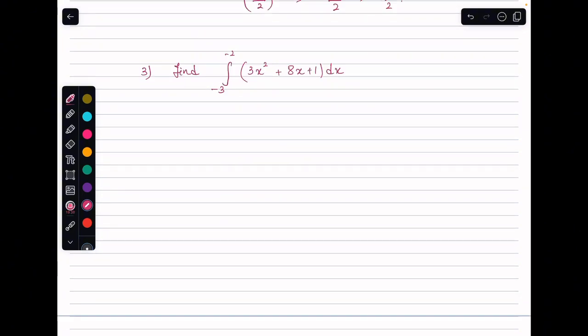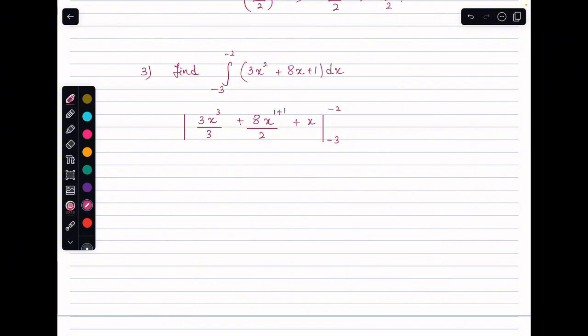Find the integral with lower limit negative 3, upper limit negative 2 of the function 3x squared plus 8x plus 1 dx. So I shall start doing the integral values here. This becomes 3x to the power 2 plus 1, that gives me a 3, and then I should divide it by 3, plus 8. For 2x, I should say it's 1 plus 1, which is a 2, so I shall be dividing it by 2, and the integral of 1 is x, and the limits here shall be from negative 3 till negative 2, written on the right side here.